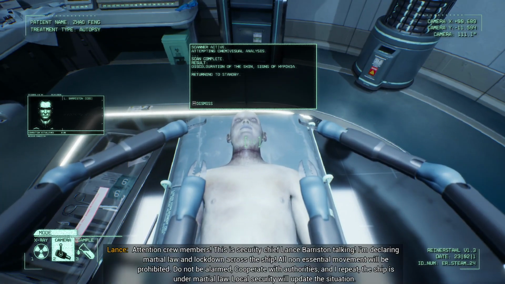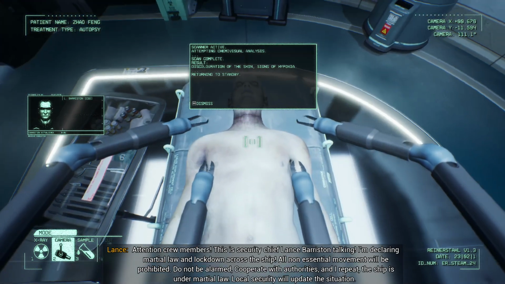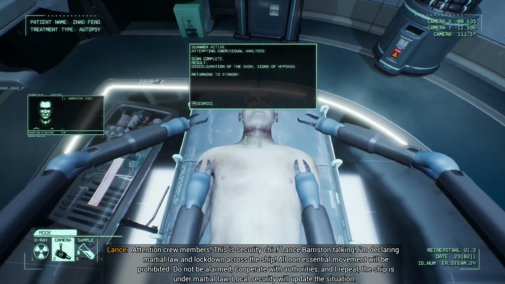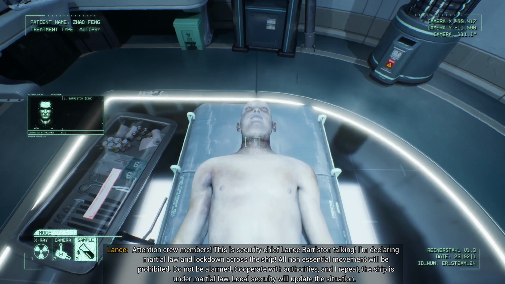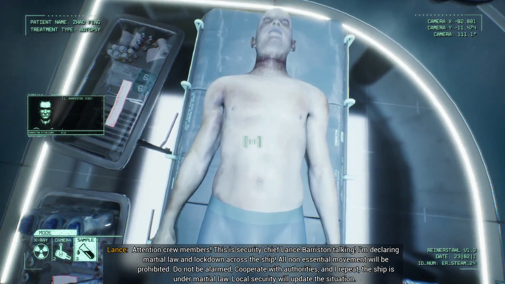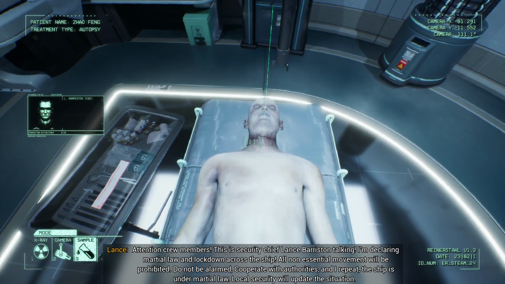Attention crew members. This is Security Chief Lance Barristan talking. I'm declaring martial law and lockdown across the ship. All non-essential movement will be prohibited. Do not be alarmed. Cooperate with authorities. And I repeat, the ship is under martial law. Local security will update the situation.